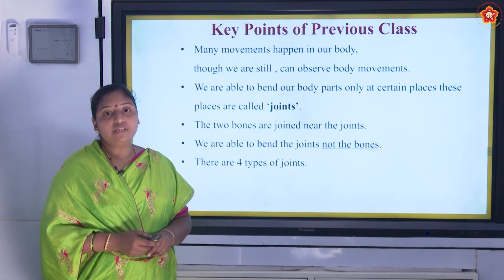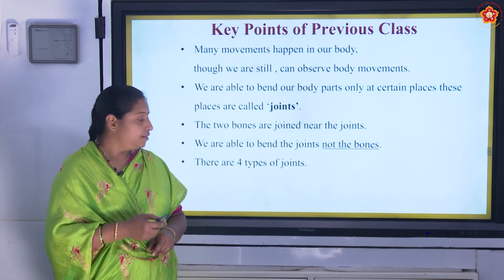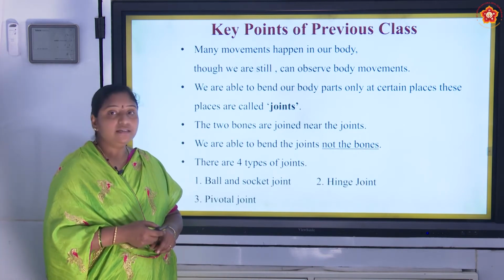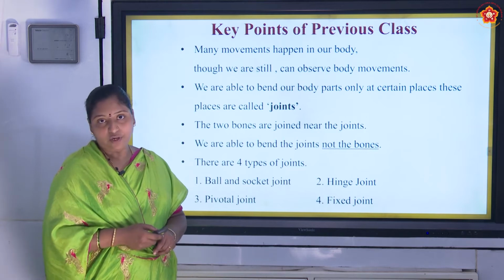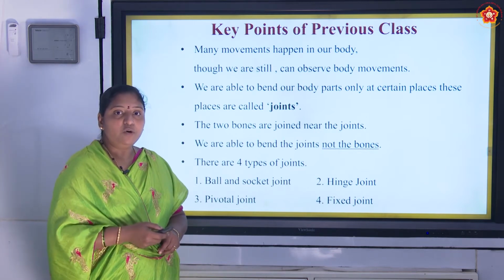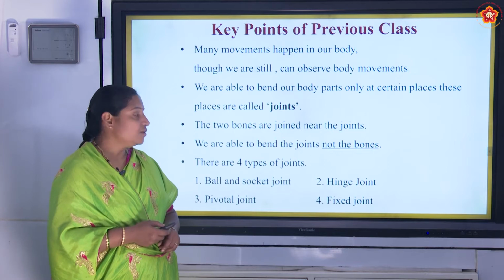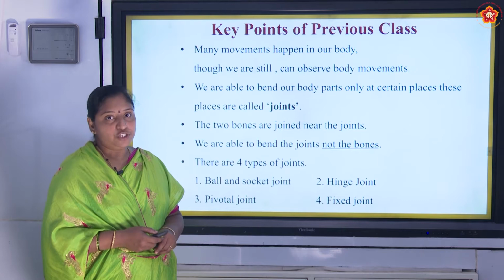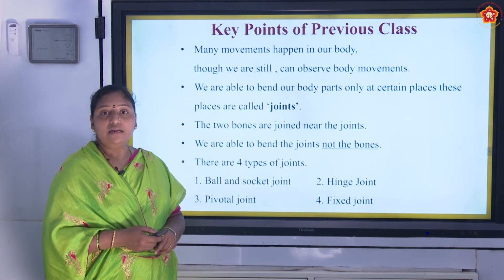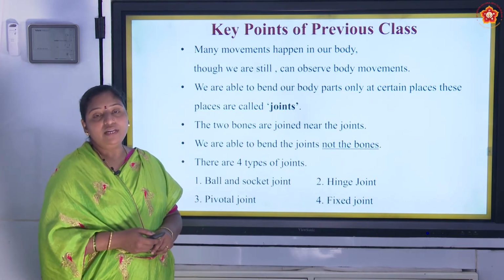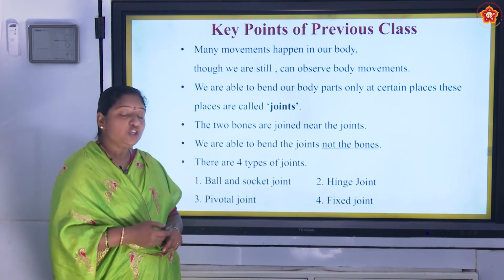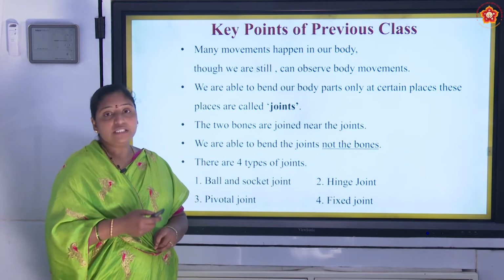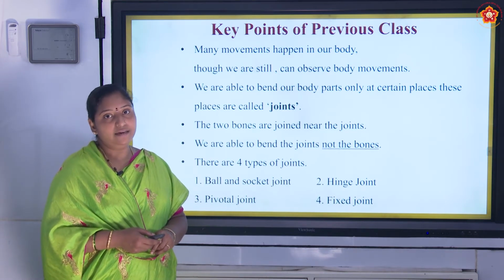There are 4 types of joints: ball and socket joint, hinge joint, pivotal joint and fixed joint. We have discussed these joints. The ball and socket joint allows the movement of the body in all directions. Hinge joint allows the body to move only in one axis. Pivotal joint, we can see in the neck region, and fixed joint we can see in the head region.